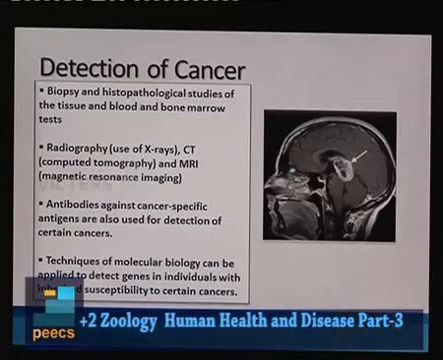How is cancer detected? Cancer can be detected in different ways. There is biopsy or histopathological study of tissue. We can take blood or bone marrow and we can analyze that tissue for cancerous cells. And there are imaging techniques, such as CT, MRI.